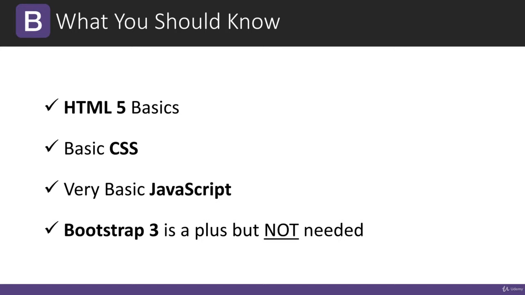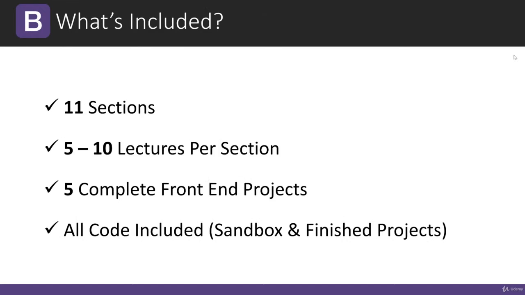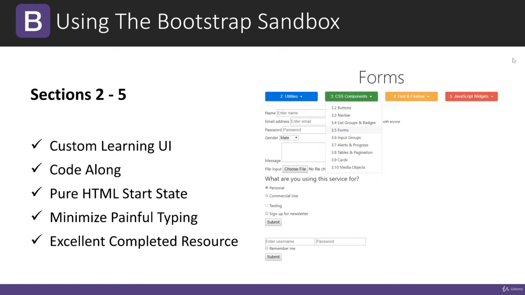So this course has 11 sections, and it has 5 to 10 lectures per section. We'll have 4 sections using the sandbox, which I'll explain in a second what that is, and then 5 sections with 1 project each. Okay, so 5 projects total. Also, all the code is going to be included in this course. Each project intro video will have the final code for that project or for that theme.